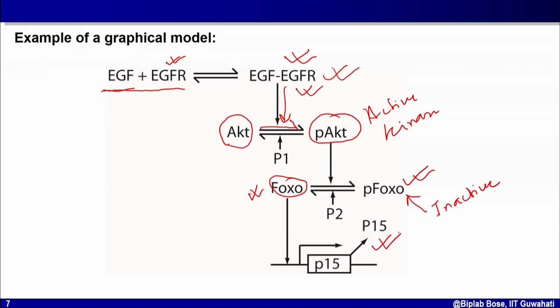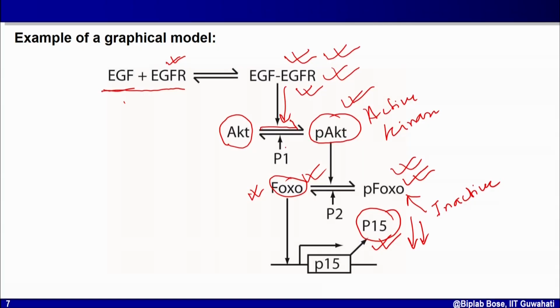So what is happening here? EGF is forming the EGF-EGFR complex that is triggering phosphorylation of AKT to PAKT. Once PAKT is formed, it is an active enzyme that phosphorylates FOXO to P-FOXO. Now P-FOXO is not active, so transcription of P15 will decrease. So the whole process is represented by arrows and reversible arrows.